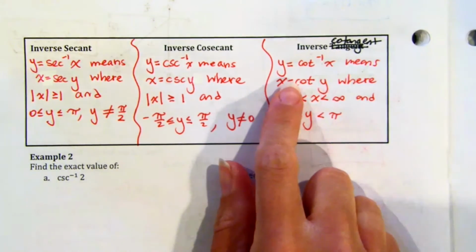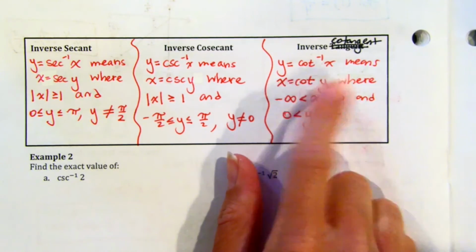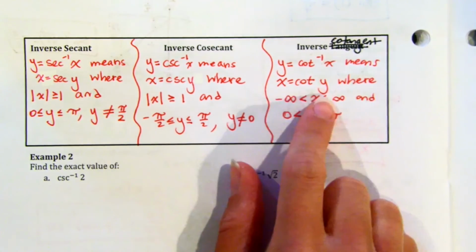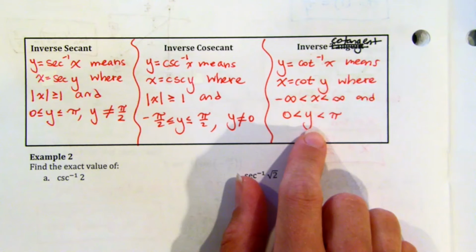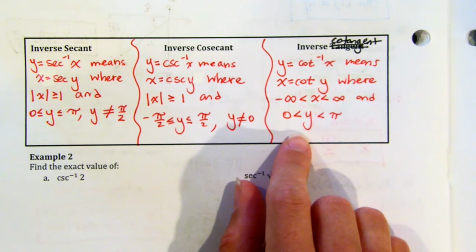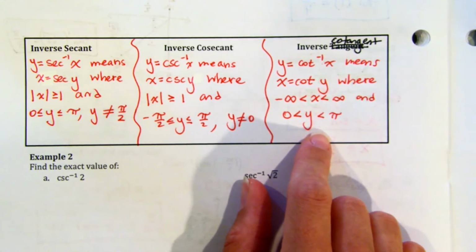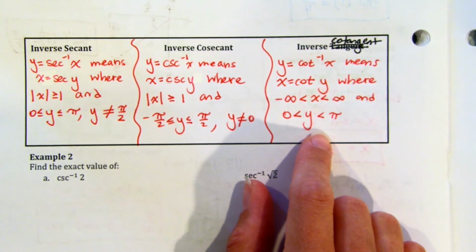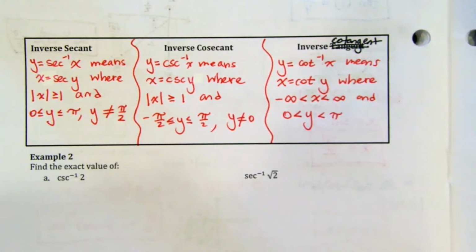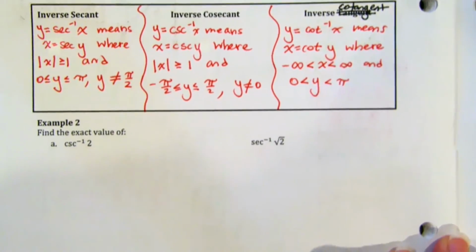For inverse cotangent, y equals inverse cotangent of x means that x is equal to the cotangent of y, where we go from -infinity to +infinity for our x values, and from 0 to pi for our y values. So let's look at an example.